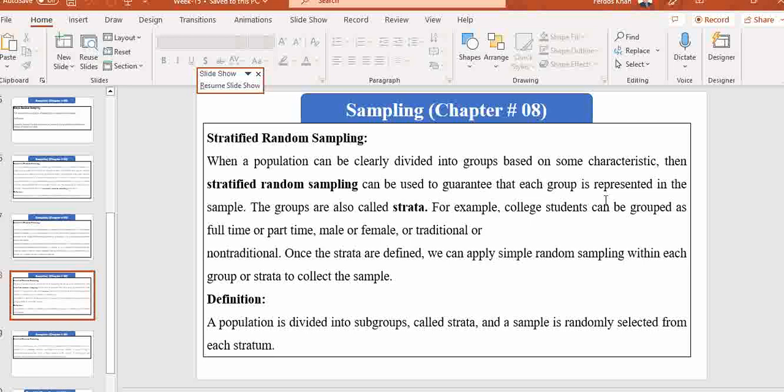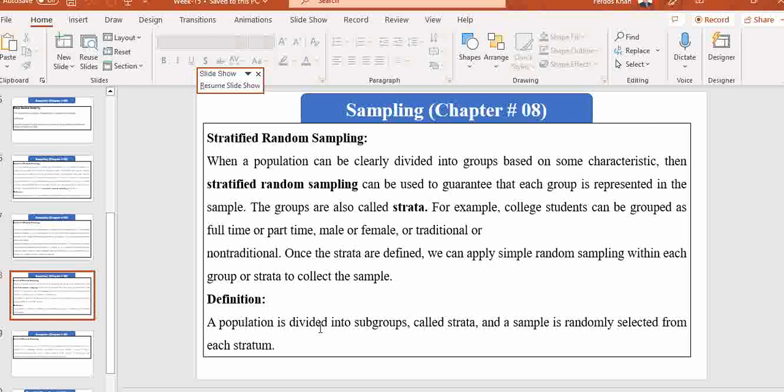The groups are also called strata. For example, college students can be grouped as full-time or part-time, male or female, and traditional or non-traditional. Once the strata are defined, then we can apply simple random sampling within each group or stratum. So we need to divide the population into homogeneous groups, and then use simple random sampling in each group to draw the sample.